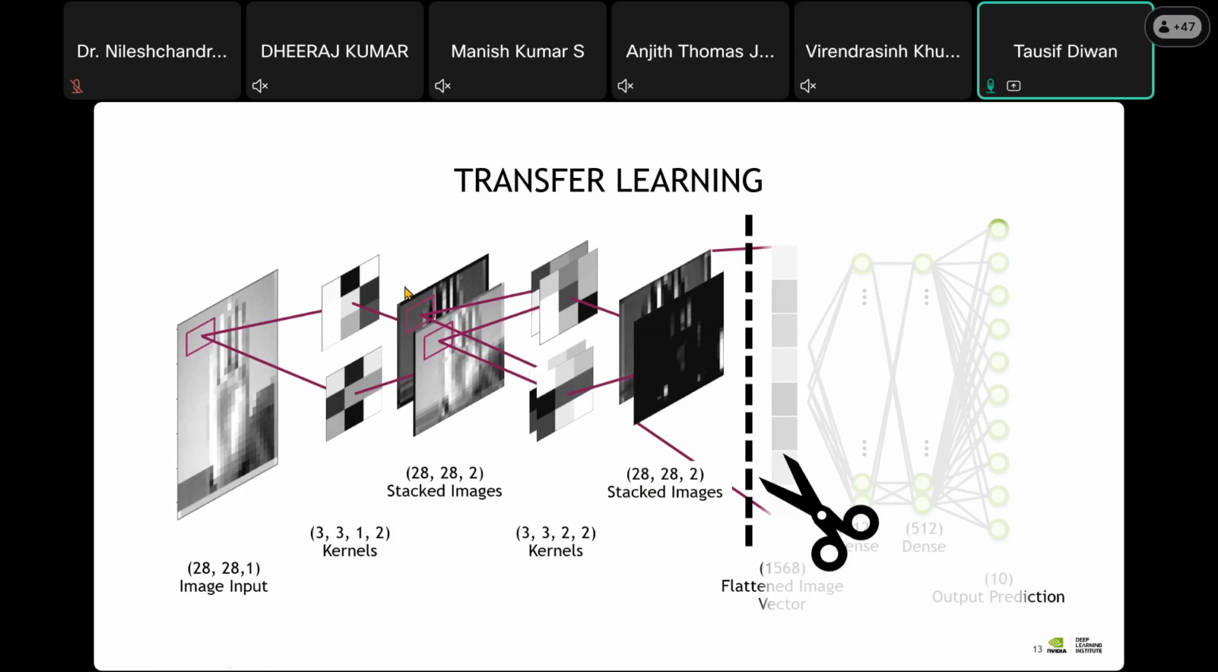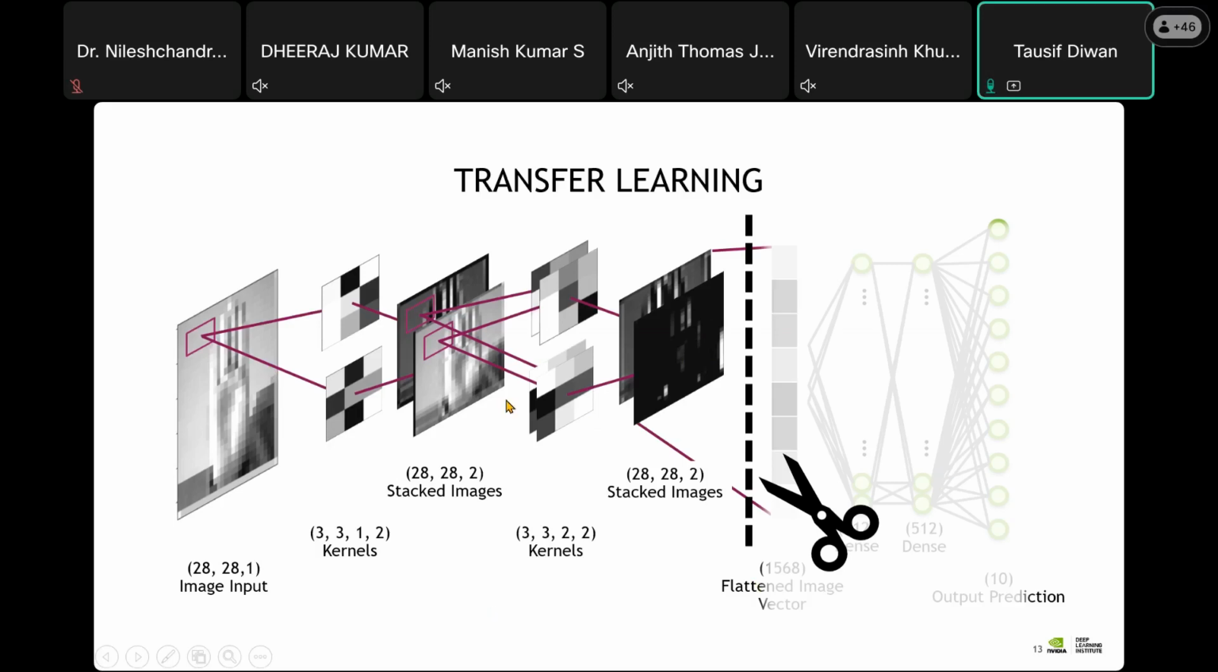In feature extraction, we keep the entire architecture frozen. We do not update the parameters of the pre-trained model, and we just use it for generating the feature maps. This is feature extraction. The second one is fine tuning. In fine tuning, we keep some layers frozen, and some of the layers are kept unfrozen. Then we fine tune the parameters of these layers when we train the model.